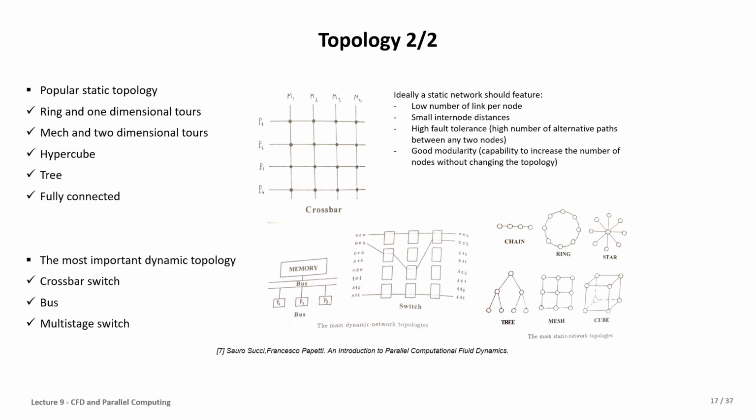About the popular static topologies, there are the ring and one-dimensional torus, the mesh and two-dimensional torus, the hypercube, and fully connected. About the dynamic topologies, there are many different ones, but the most important are the crossbar switch, bus, and multi-stage switch. And here you can see the presentation of these different ones, for example how the crossbar is working between the processors, the bus, the switch, and the categories of the static ones.